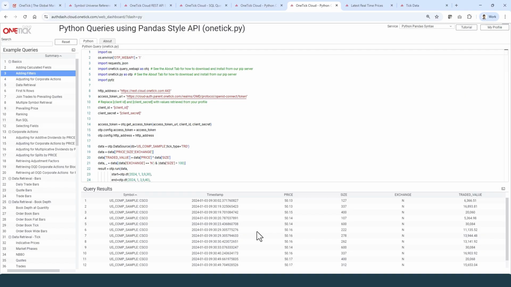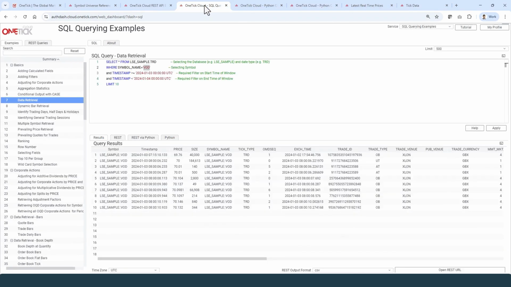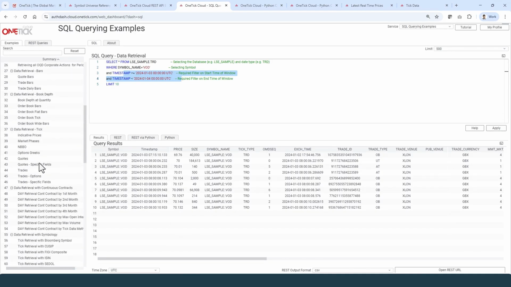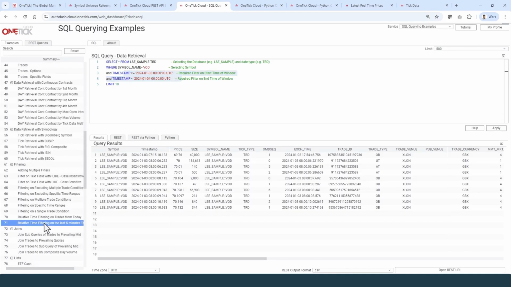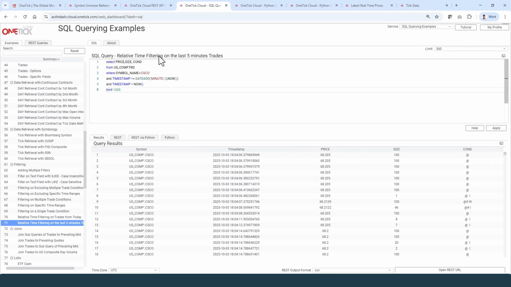Now I can use the same queries to subscribe to both real-time data as I do for historic data. The only change is the time retrieval period. So let's have a look at SQL. And I can see a SQL query that's looking back historically. Let's go more recent. And now I'm querying Cisco for the last 5 minutes. Now we're pulling back the data.